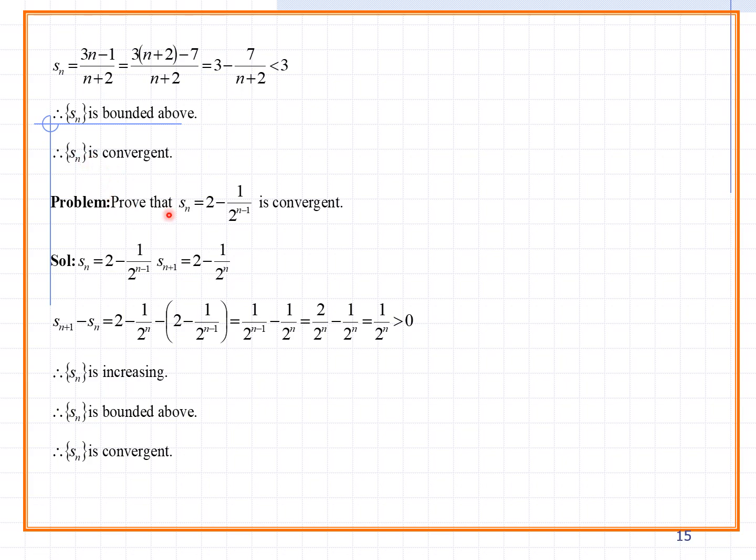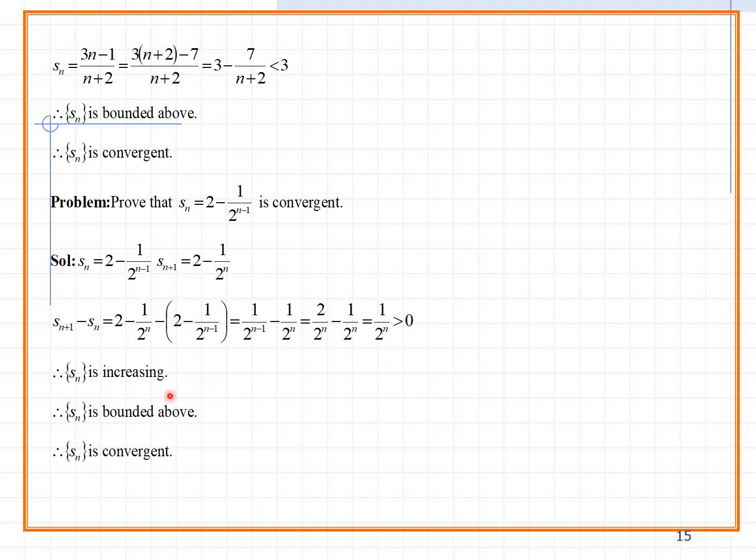Next problem: prove that Sn equals 2 minus 1 by 2 power of (n minus 1) is convergent. Sn is 2 minus 1 by 2 power of (n minus 1). Sn plus 1 means n is replaced by n plus 1, so you get 2 minus 1 by 2 power of n. The property is Sn plus 1 minus Sn greater than 0. Why? Because you need a particular value. Once you get a particular value as n tends to infinity, it is treated as convergent. After simplification you get 1 by 2 power of n greater than 0. Therefore the sequence Sn is increasing.